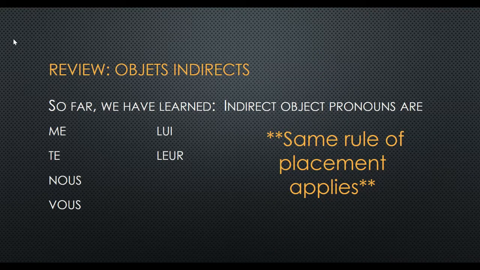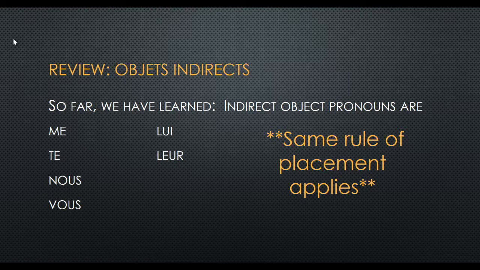So les objets indirects. On this list, we've got again the me, te, nous, and vous, and then the lui and leur that we worked on last time. Remember, if these are going to be indirect, the me is translated as to me. The te is to you, if we're using the tu form. Nous is to us. Vous is to you, if we're using the vous form. Then lui, as we learned last time, is going to be to him or to her. It's singular. And leur is going to be to them. Remember, that's the plural.